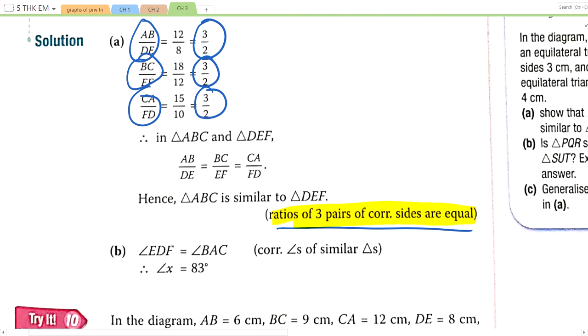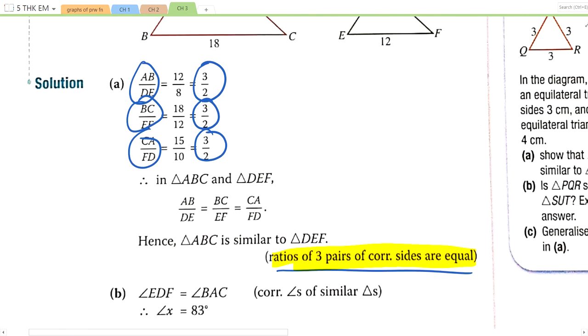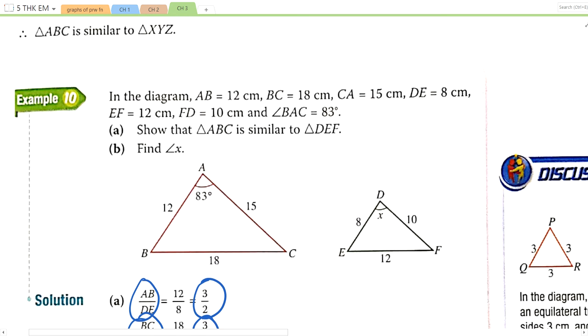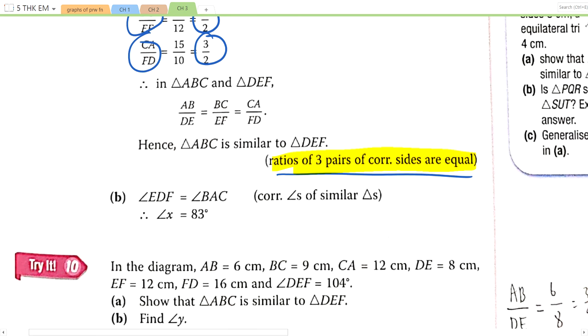This is for example 10. Now for 10b, 10b says find the value of angle x. In similar triangles, all corresponding angles are equal. It's just that the size of the triangle changes, bigger, smaller, but the angles are all the same. The corresponding angles are all the same. So since this is 83, its corresponding angle must be x, and therefore x is equal to 83 degrees. What is the reason? Corresponding angles of similar triangles.